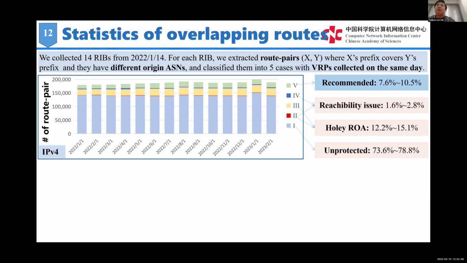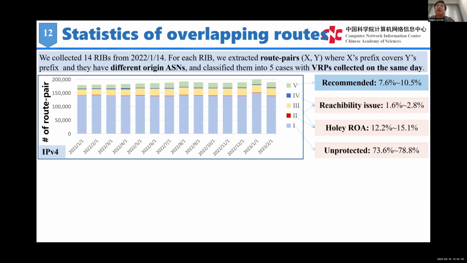Besides, more than 12% are in case 2 or case 3, where holy ROAs will be produced. To stay away from forged origin subprefix hijacks, we should remind the providers to withdraw part of their authorizations if those prefixes have been allocated to their customers.